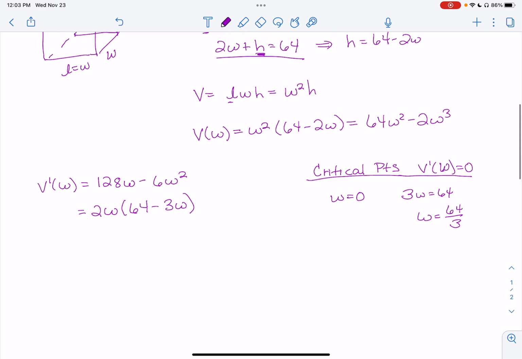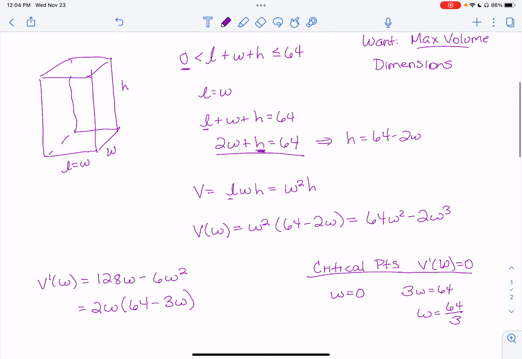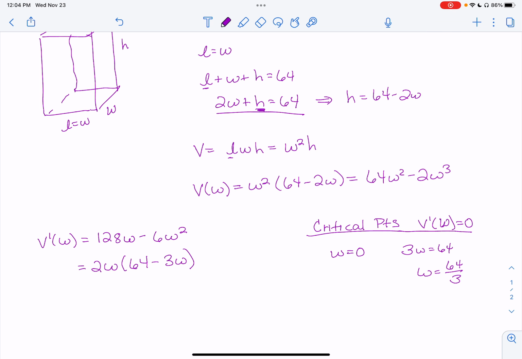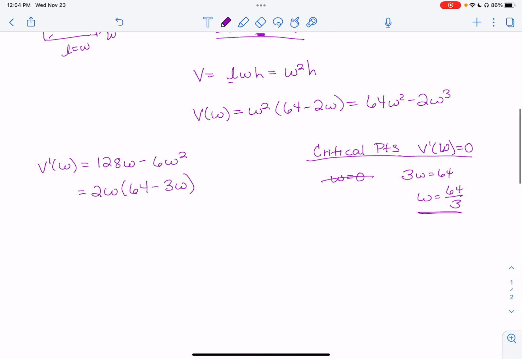When I look at these two points, if I look back to the very beginning, you'll remember that I mentioned the domain: I really want w to be greater than 0, because if I have a 0 width, length, or height, I have no box. So I'm going to cross out that term. I don't care about it. It's not a valid critical point for what I'm thinking about in the real world. So the only critical point I have here is this one.